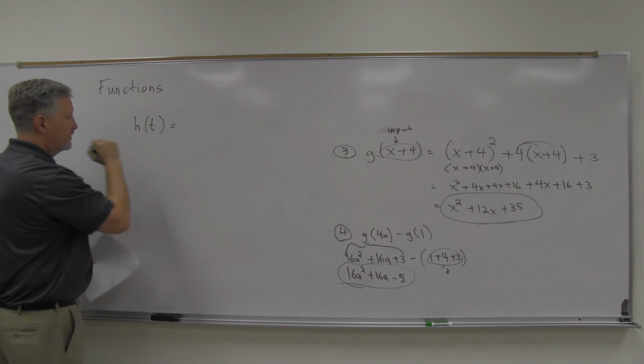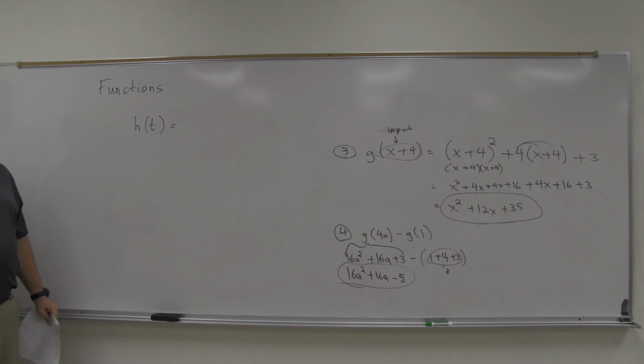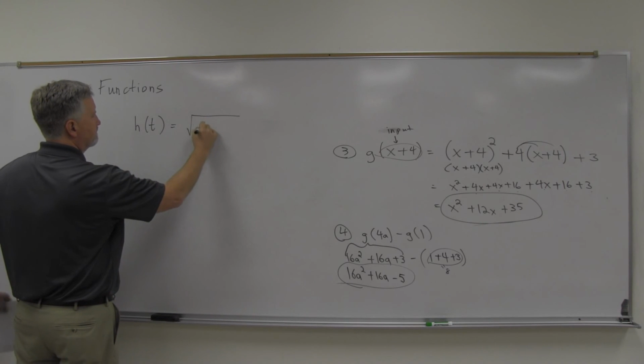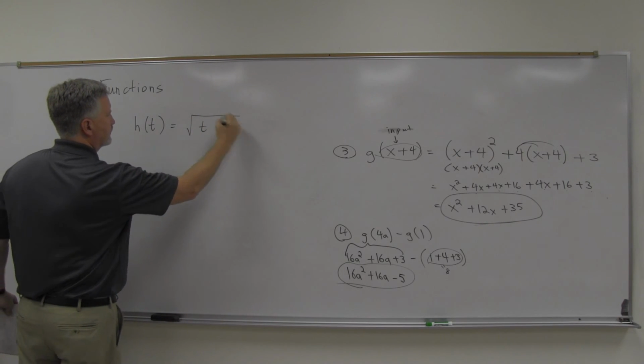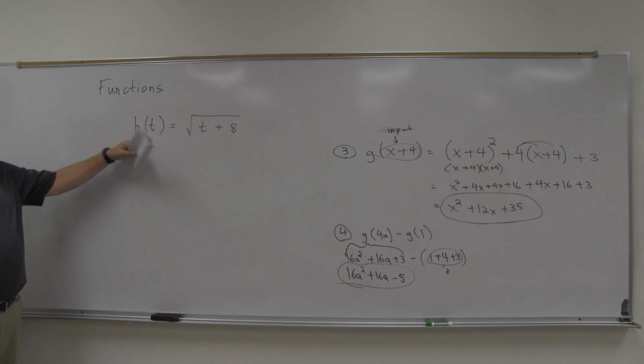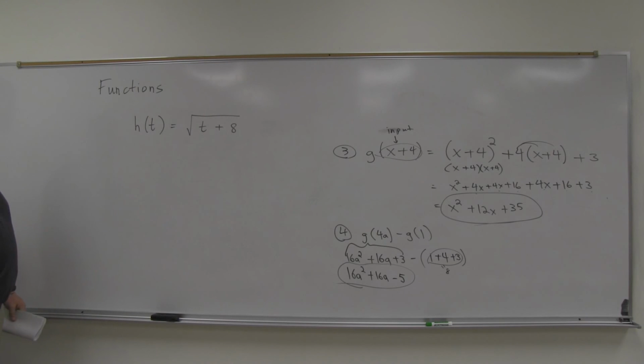Yeah, and you don't even have to use x necessarily. Let's say we've got h of t, so our function is h, and then our input is t. That's okay, you can do that. So h of t equals the square root of t plus 8. We know it is a function, and in this case we would say h is a function of t.